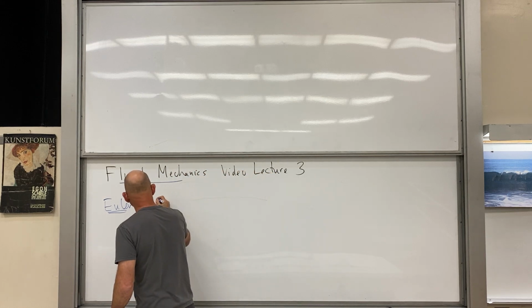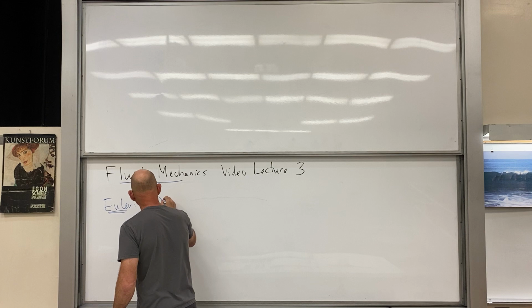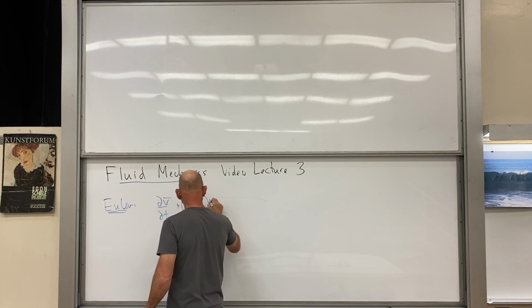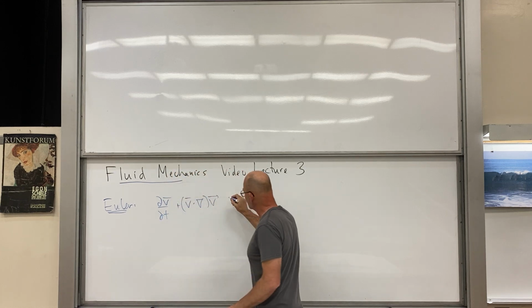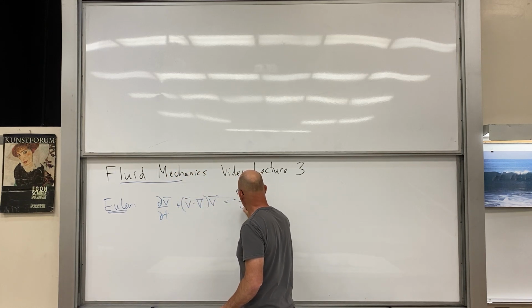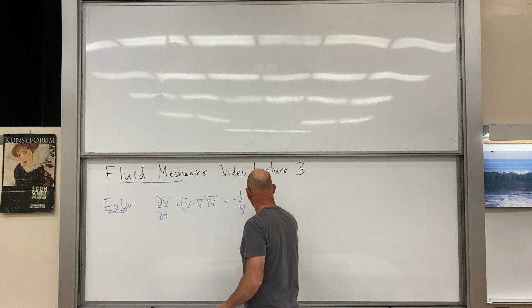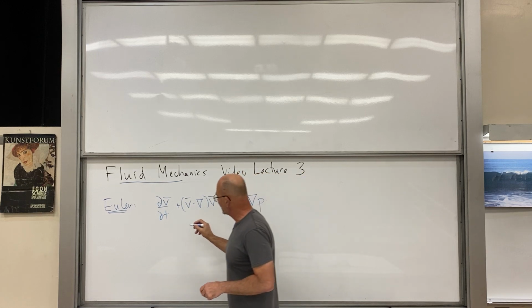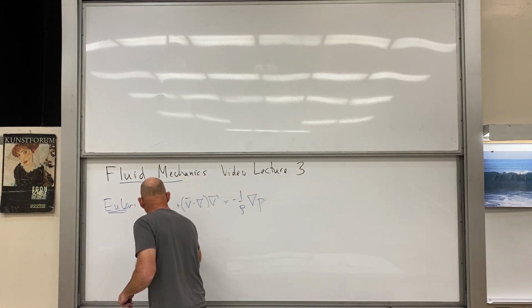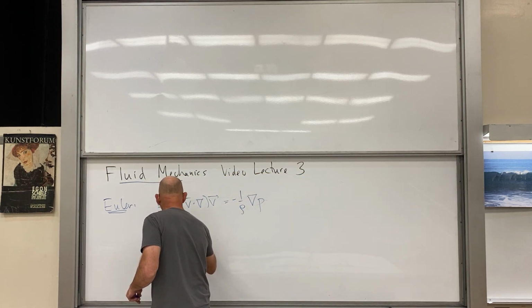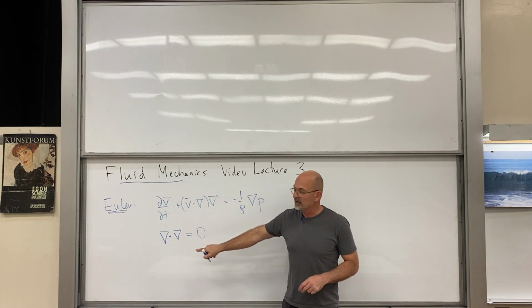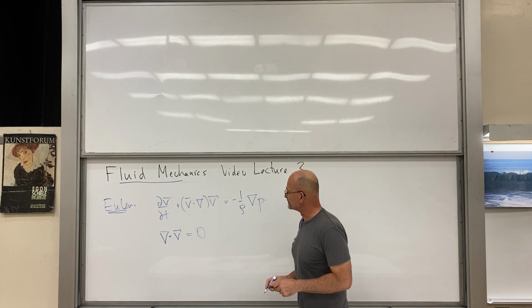looks like this: dv/dt plus v dot gradient onto v is equal to minus 1 over rho gradient of the pressure. That's 3 equations, and our 4th equation is the divergence of v equals 0. This one here came from the continuity equation, and this came from Newton's law.